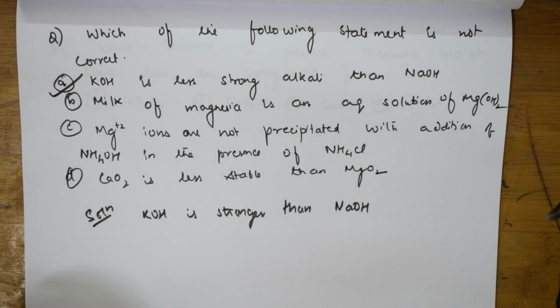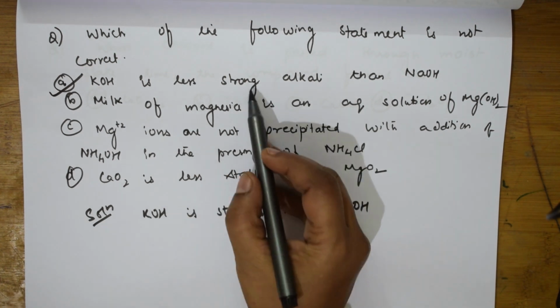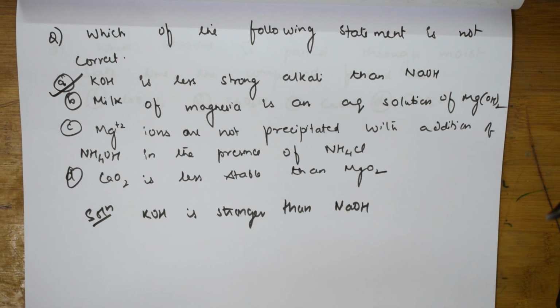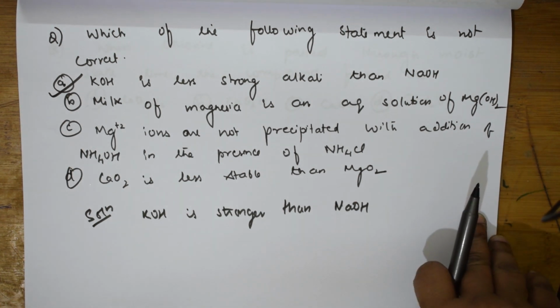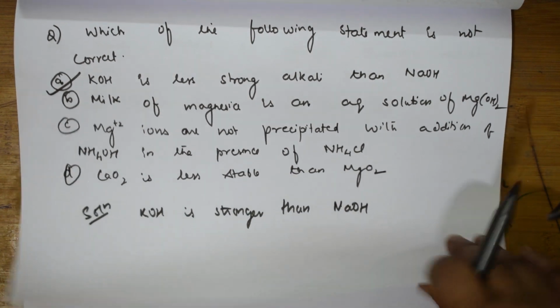Yes, this is also right. So the wrong option is this, because KOH is stronger than sodium hydroxide. You need to see the options and remember the concept. Yes, let us go to the next question.